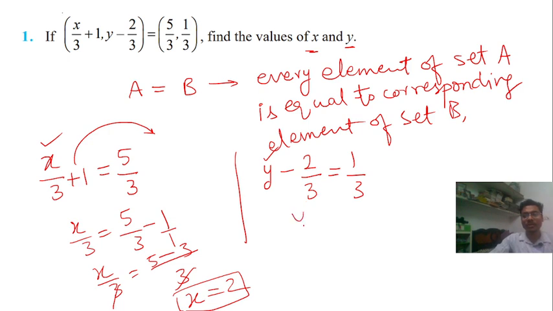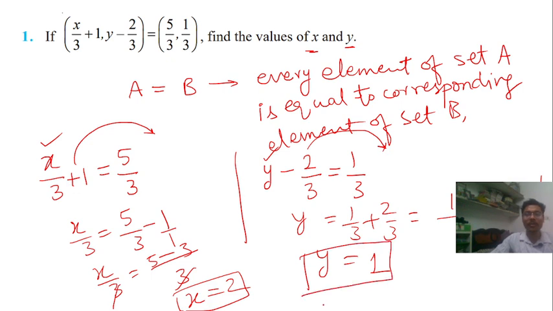Now similarly, sending this 2 by 3 to that side, 1 by 3 plus 2 by 3. Taking the LCM here, we will have 1 plus 2, which is equal to 3 by 3, cancelling 3 by 3 for 1, and we have y is equal to 1. So we get x is equal to 2 and y is equal to 1 as our answer.